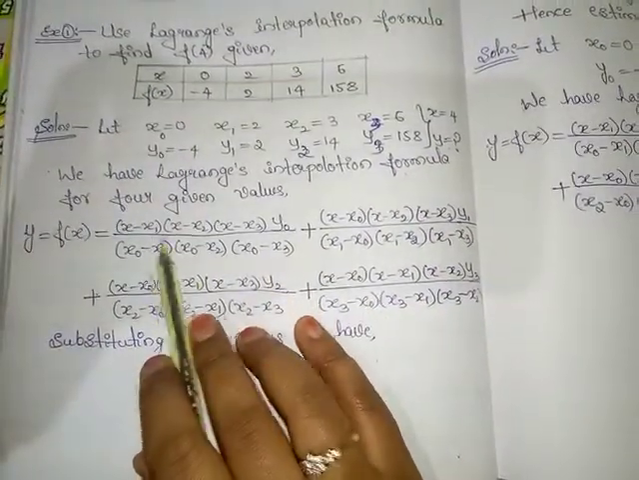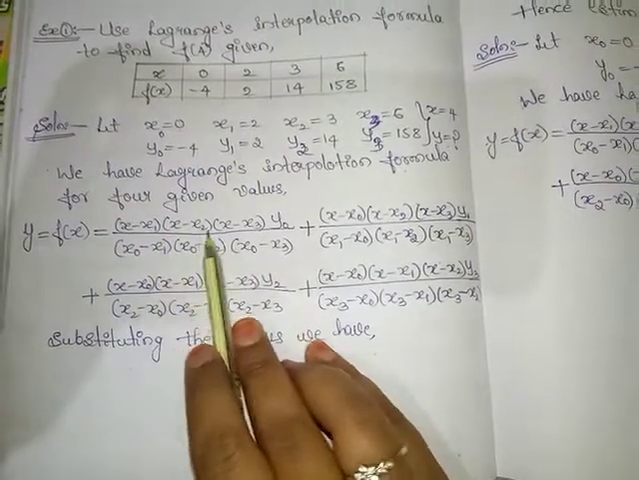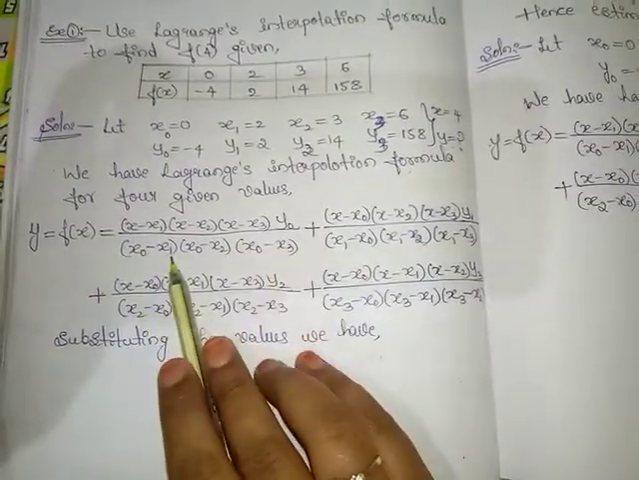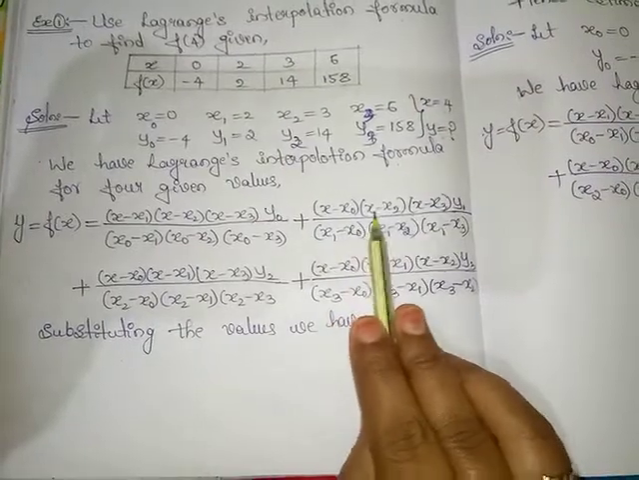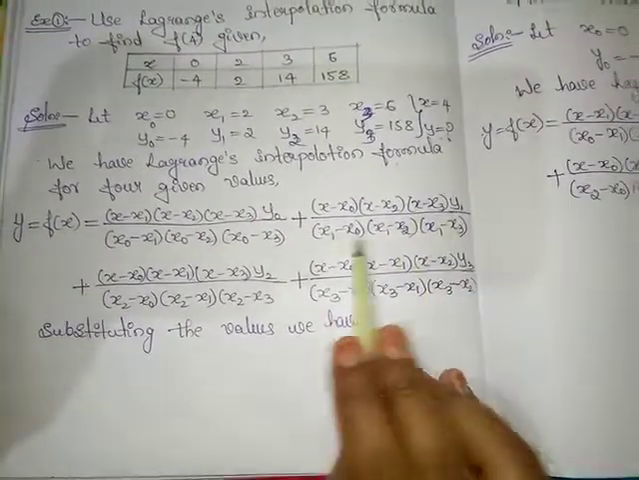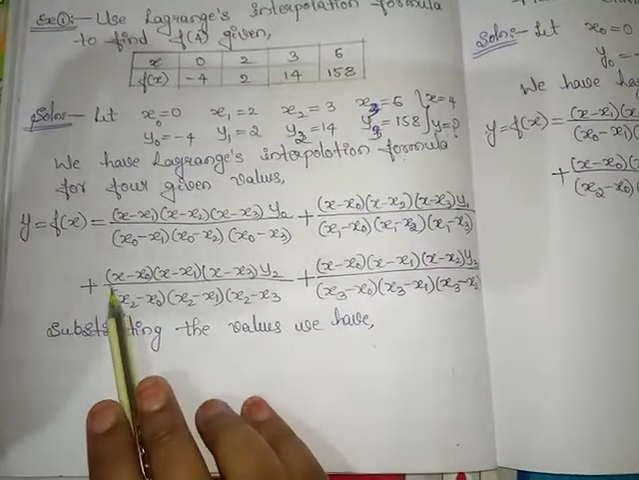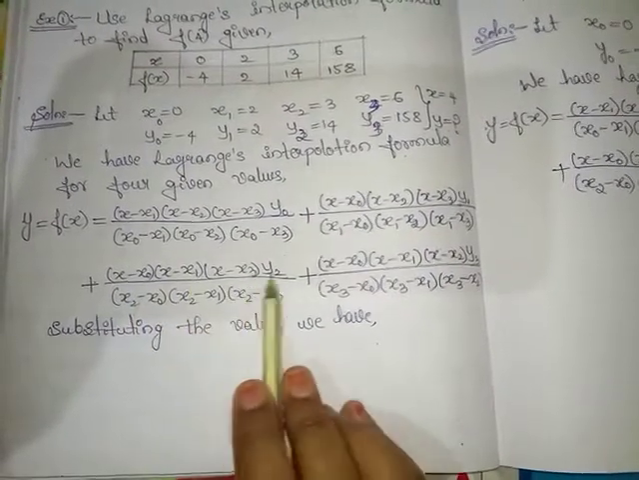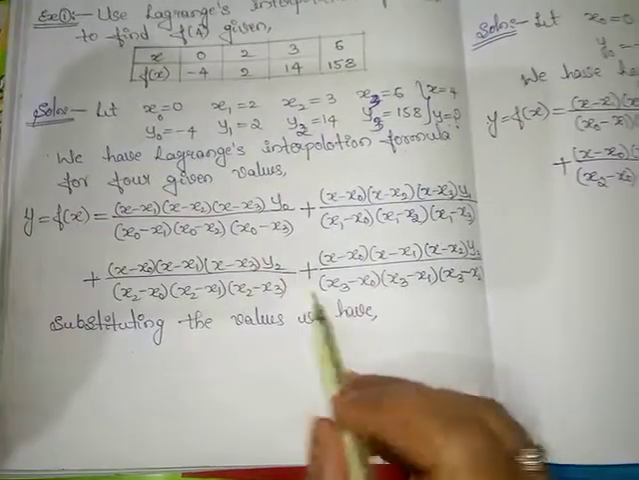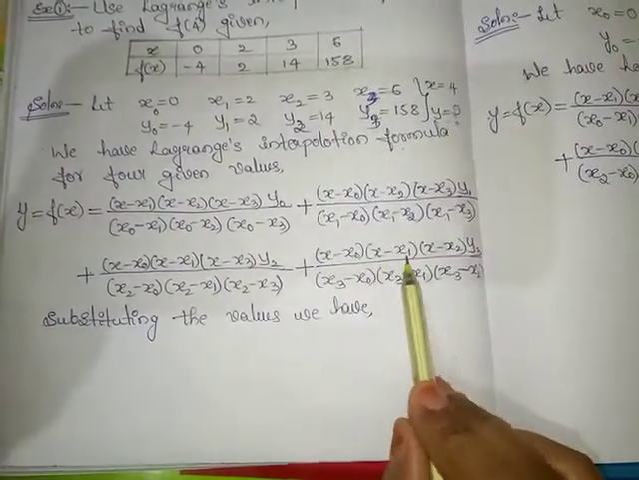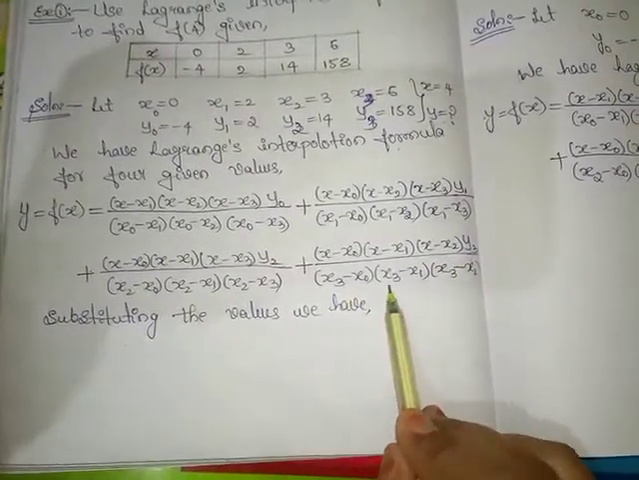See, x minus x1, x minus x2, x minus x3. We don't have x4 here, so it will be x minus x1, x minus x2, x minus x3 divided by x0 minus x1, x0 minus x2, x0 minus x3 into y0, plus x minus x0, x minus x2, x minus x3 into y1 divided by x1 minus x0, x1 minus x2, x1 minus x3, and the third term is x minus x0, x minus x1, x minus x3 into y2 divided by x2 minus x0, x2 minus x1, x2 minus x3, plus x minus x0, x minus x1, x minus x2 into y3 divided by x3 minus x0, x3 minus x1, x3 minus x2.